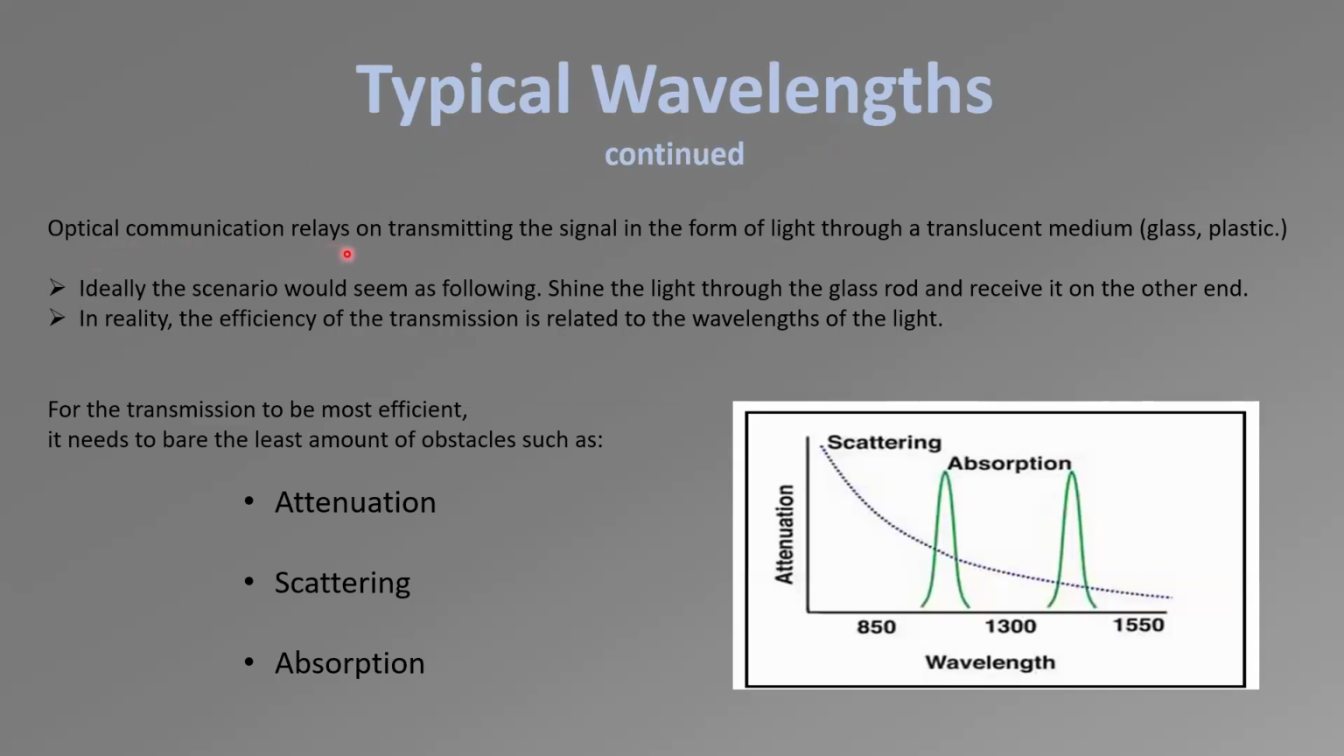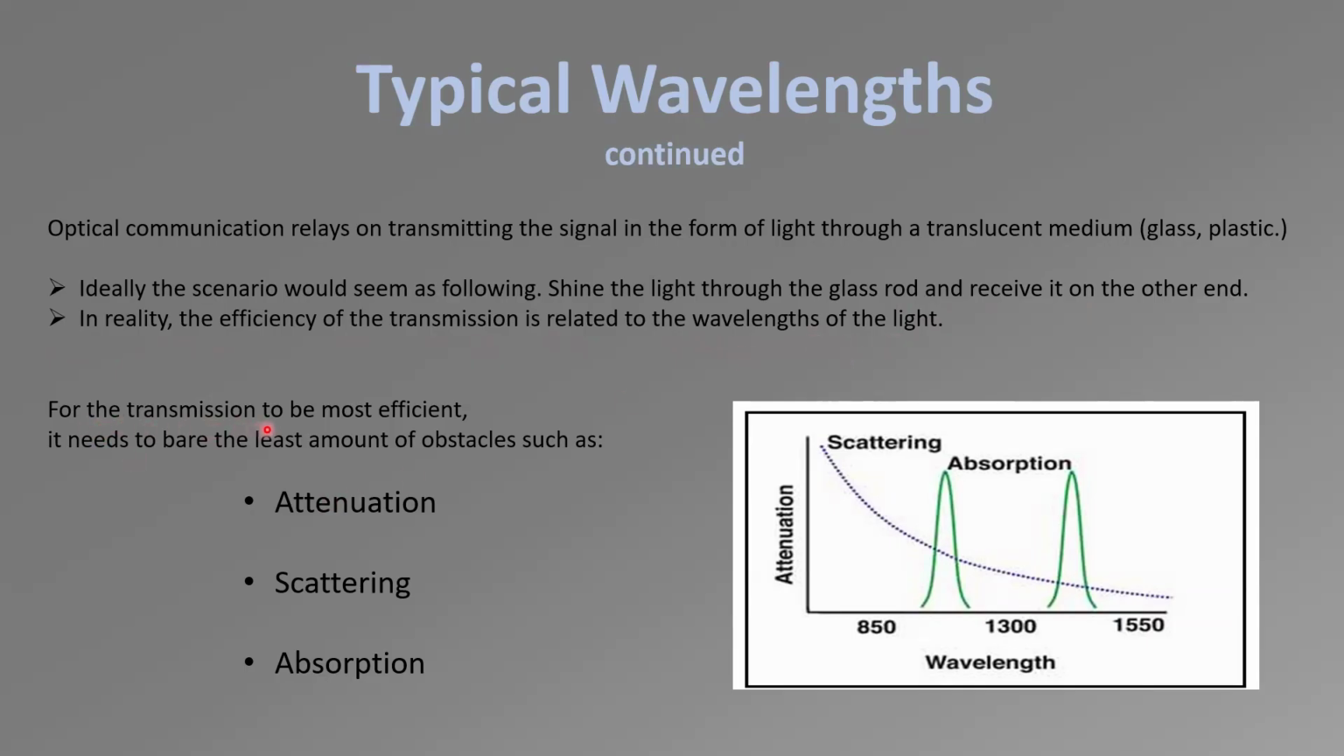Optical communication relies on transmitting the signal in the form of light through a translucent medium, which is glass, sometimes plastic, but we're talking about glass. Ideally, the scenario would seem as follows: shine the light through the glass rod and receive it on the other end. In reality, the efficiency of the transmission is related to the wavelength of the light. So the wavelength of the light makes a difference.